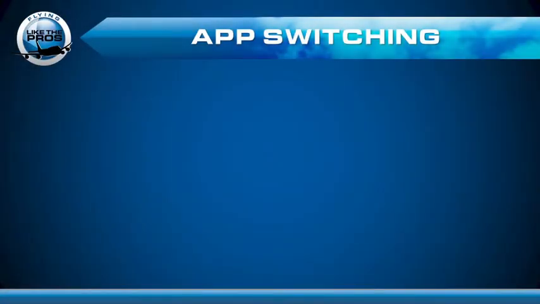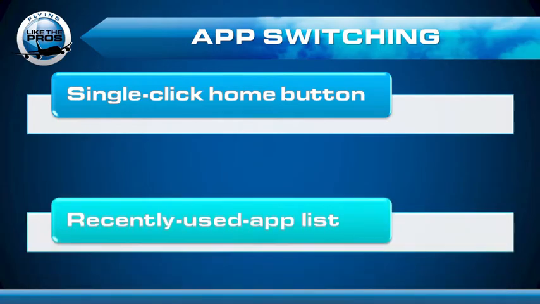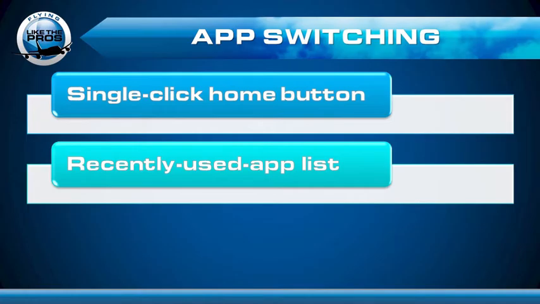The iPad gives you a number of options for switching between apps. The first is the basic single click of the home button, which takes you back to the home screen where you can open any other app. The second we showed you earlier. When you double click on the home button, it pops up the recently used apps list. You can open up any of those apps simply by tapping on them.